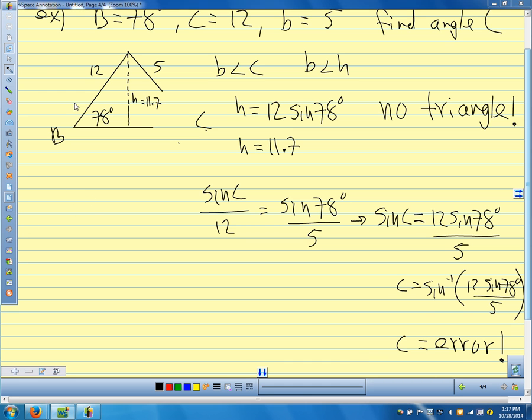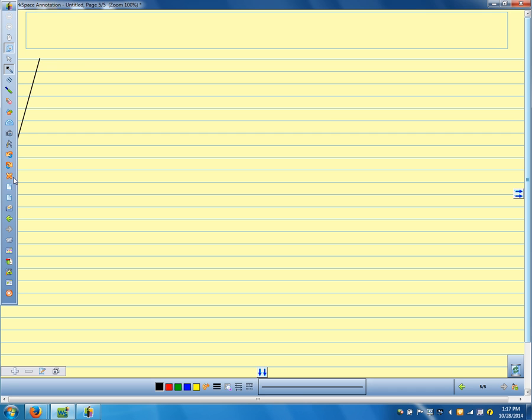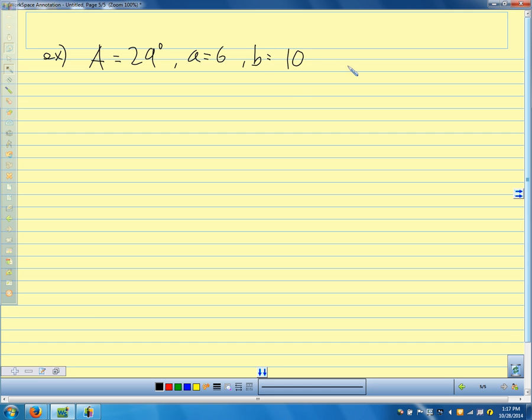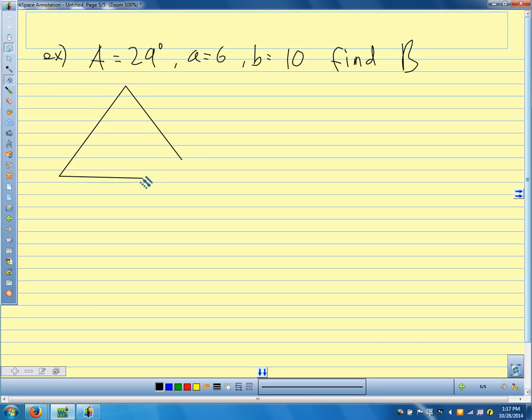Okay. Let's look at another one. So for this one, A is 29 degrees. Side A is 6, and side B is 10. We want to find angle B. So here's my generic law of sines drawing. There's 29 degrees. This side's 6. This side is 10. This would be angle B down here.